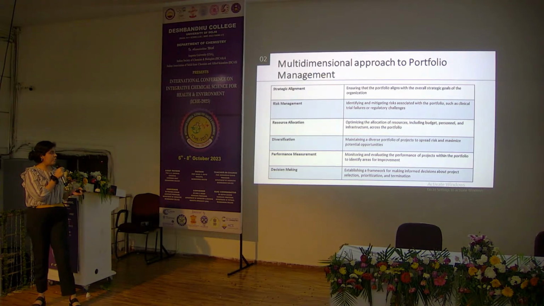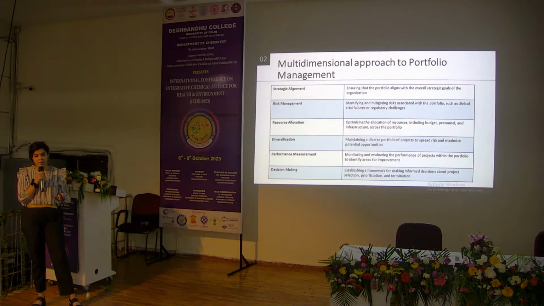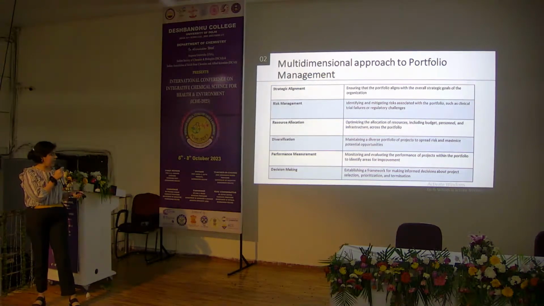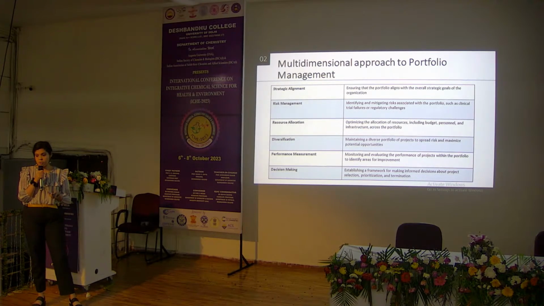We talk about strategic alignment. That is, do the strategic goals align with the drugs that are getting into the market? Are we able to manage the risk, that is the clinical trials failure, and all the regulatory changes that come into the picture? Are we able to allocate our resources? Do we have enough infrastructure to handle it? Are we able to diversify, or are we diversifying way too much, depending on if it's a small or a big size pharma company?